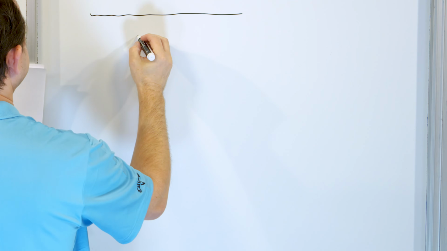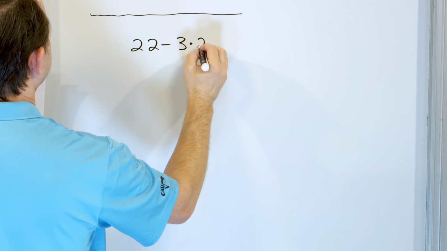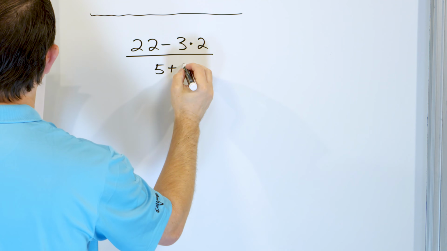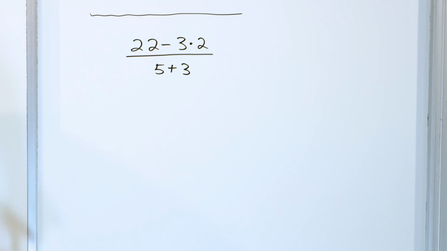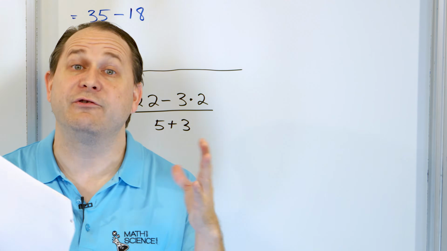Now let's take a look at this. 22 minus 3 times 2. All of that is in the numerator of a fraction where the denominator is 5 plus 3. Now, a lot of students get confused here because there's no rule in the order of operations to tell you what to do when you have a giant fraction.